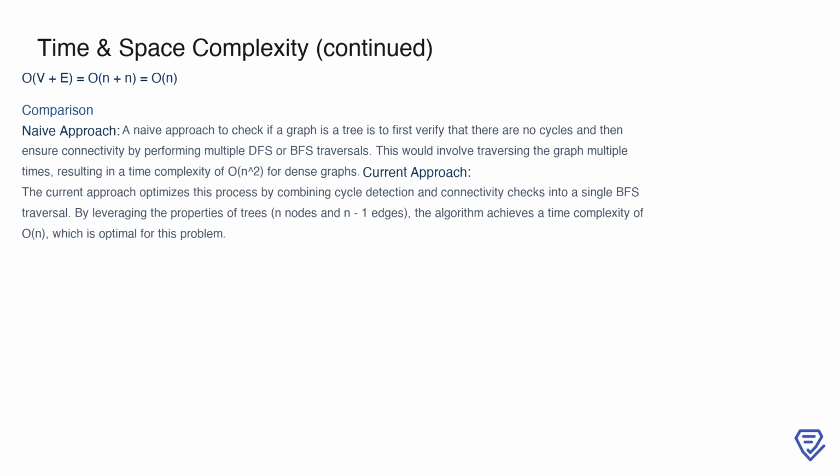Comparing this approach to a naive method for validating a tree highlights its efficiency. A naive approach might involve multiple DFS or BFS traversals to first check for cycles and then verify connectivity. For dense graphs, this could result in a time complexity of O(n squared). In contrast, the current approach optimizes this process by combining cycle detection and connectivity checks into a single BFS traversal. By leveraging the properties of trees, such as having exactly n nodes and n-1 edges, the algorithm achieves a much more efficient time complexity of O(n). This makes it optimal for solving the problem.